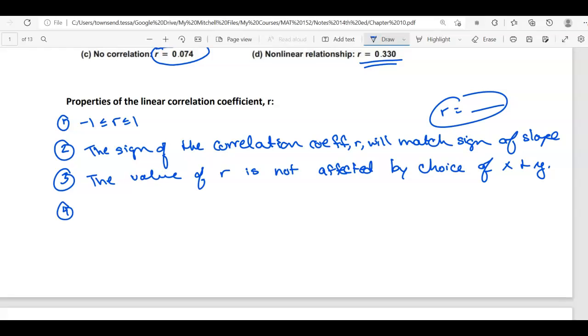Another one, R is very sensitive to outliers. In fact, an outlier can make it or break it. It could make it where we have a correlation, or if we leave it out, it could make it so that there's not a correlation, or vice versa.